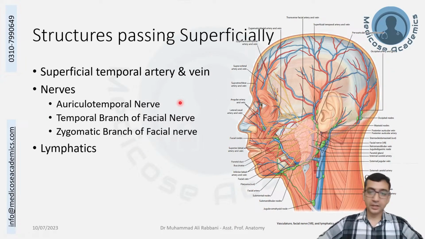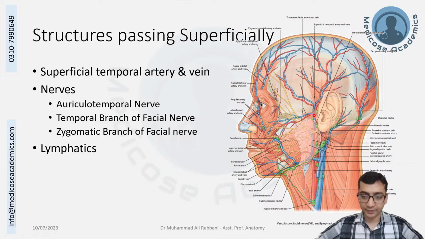On the surface, in the superficial temporal fascia, there are running structures that include two of the five branches of the facial nerve, that is the temporal branch and the zygomatic branch, and in the back, the sensory nerve not shown in this picture, the auriculotemporal nerve, and of course the accompanying superficial temporal artery and vein.